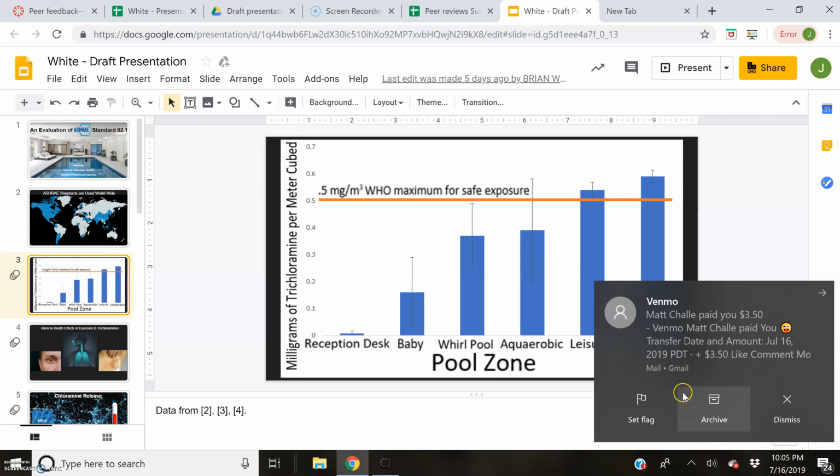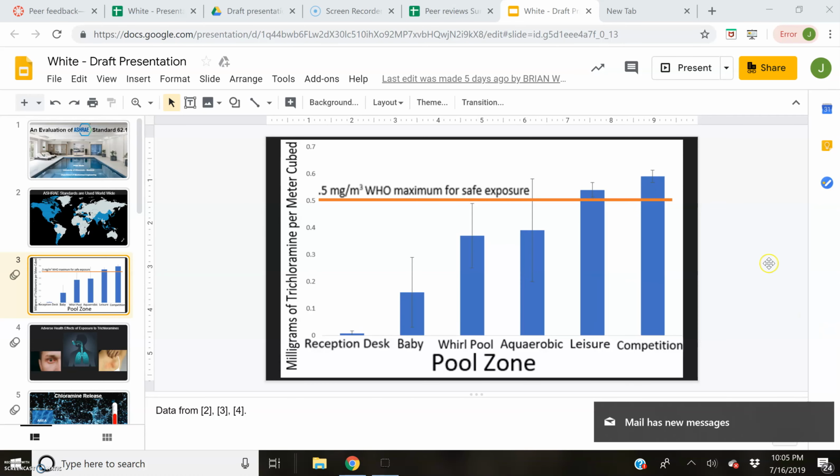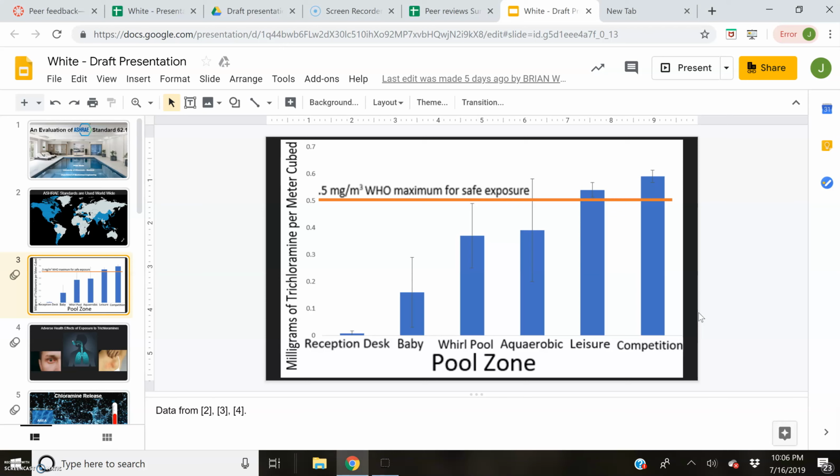So here, sorry, I'm getting all these notifications. This was where the first issue for me arose, and it was what are trichloramines. So give a little background for this sort of stuff, because your non-specialist reader is not necessarily going to know what this is, especially if you're going to be referring to it throughout your presentation.